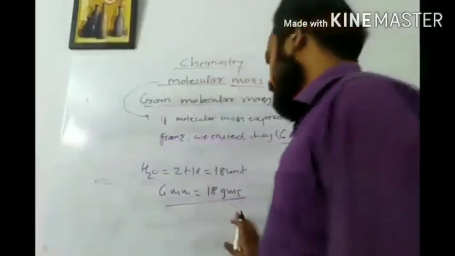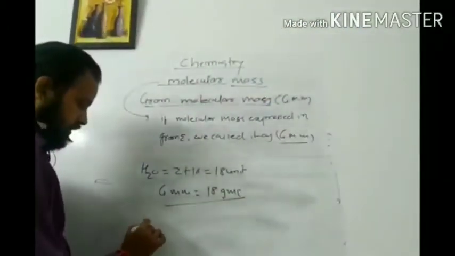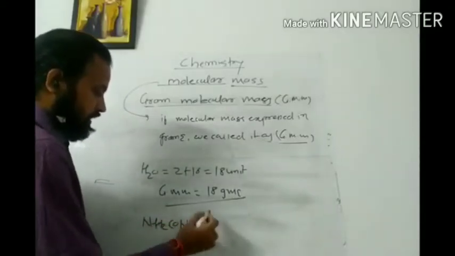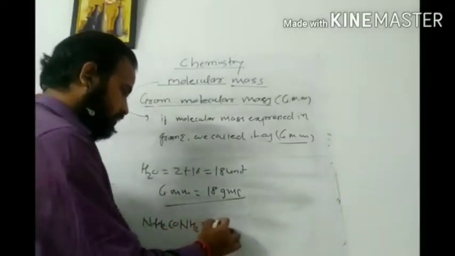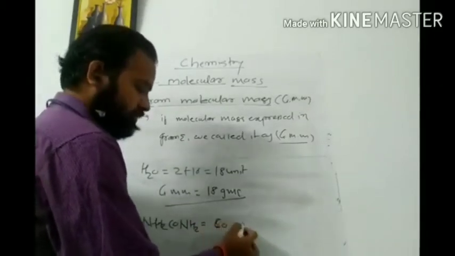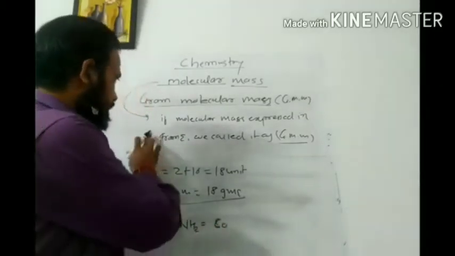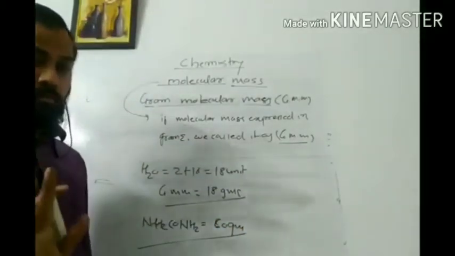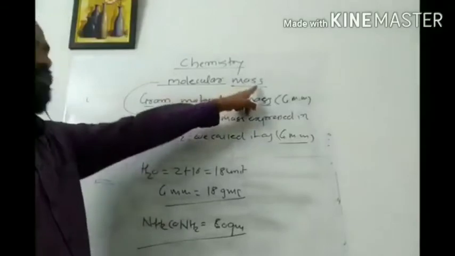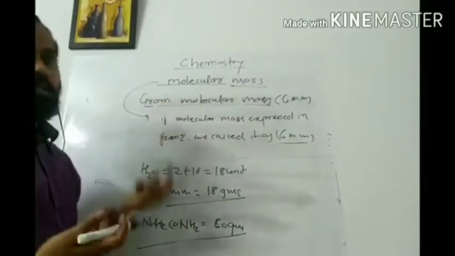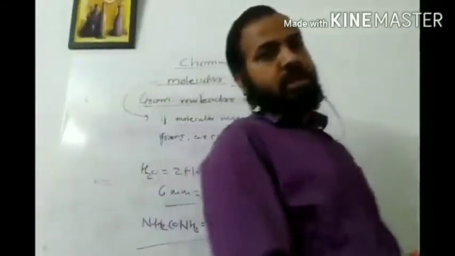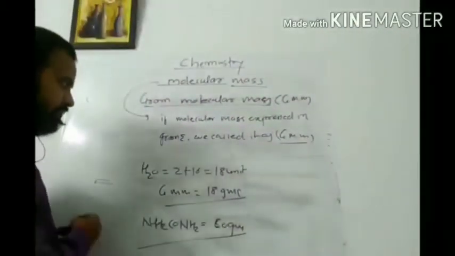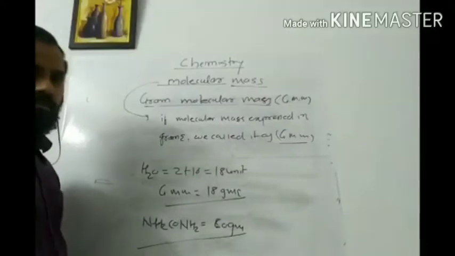Let us say if you take NH2CONH2, that is urea. In that case also you will come to know it is found to be, I think, 60 units. So instead of 60 units I can write the gram molecular mass as 60 grams. If we express this molecular mass in terms of gram, that itself is gram molecular mass. Again, one more concept is there after this. I hope you will understand it. It is very simple.